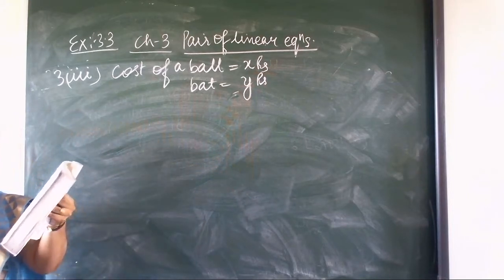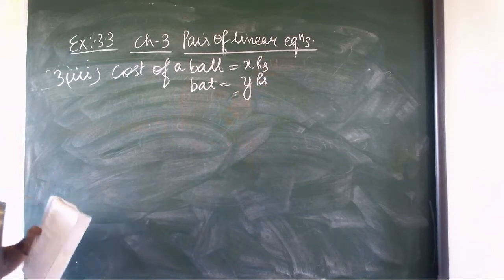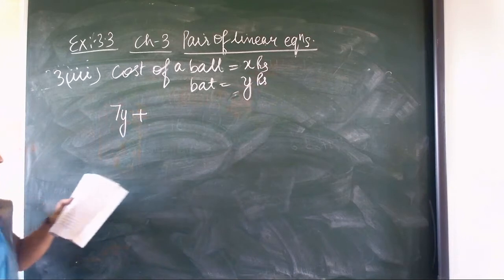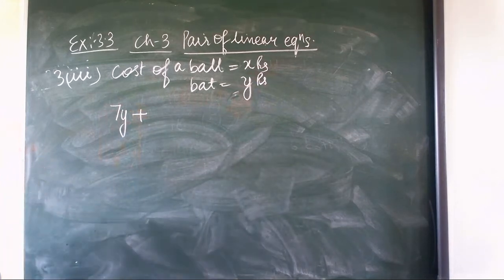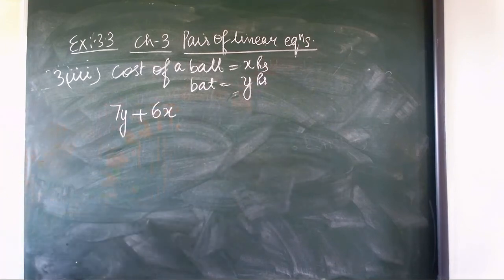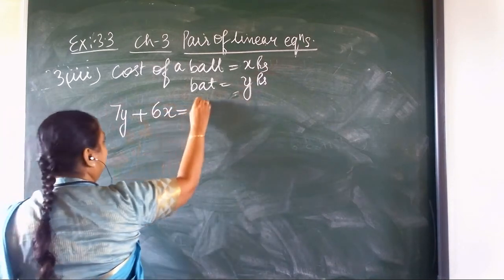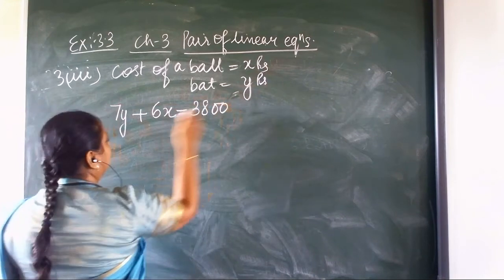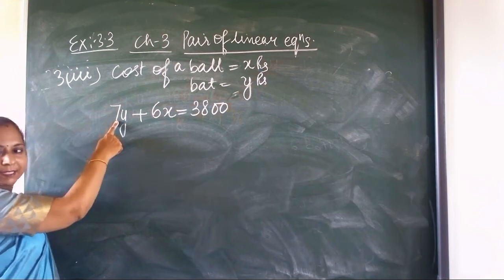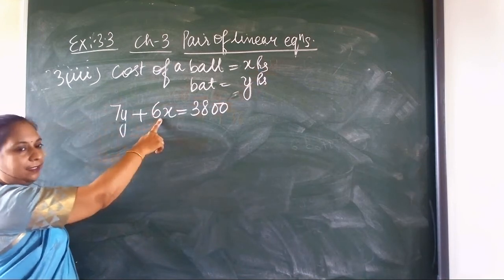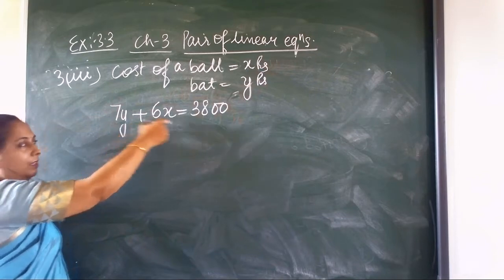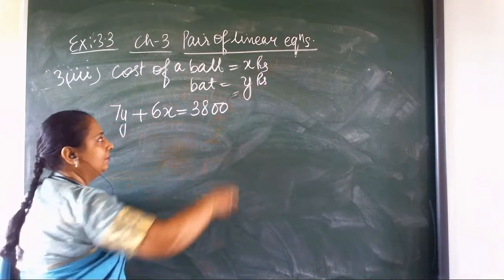Condition is given 7 bats. The cost of 7 bats becomes 7y plus 6 balls. So the cost of 6 balls is 6x and their total sum is 3,800. What is 7y? 7y is the cost of 7 bats. 6x is the cost of 6 balls and their total cost is 3,800. This is the first equation.